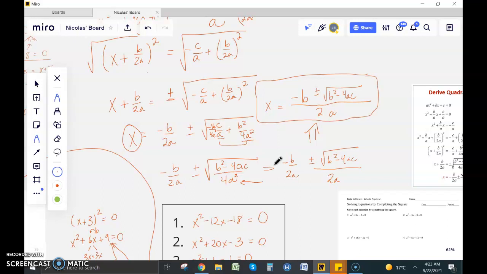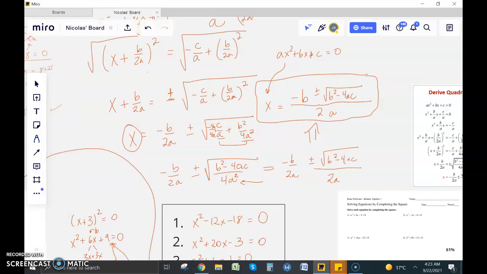By using completing the square on the general form, ax squared plus bx plus c equals 0, we completed the square and created this formula so that we could solve any quadratic equation. It's a pretty powerful idea.